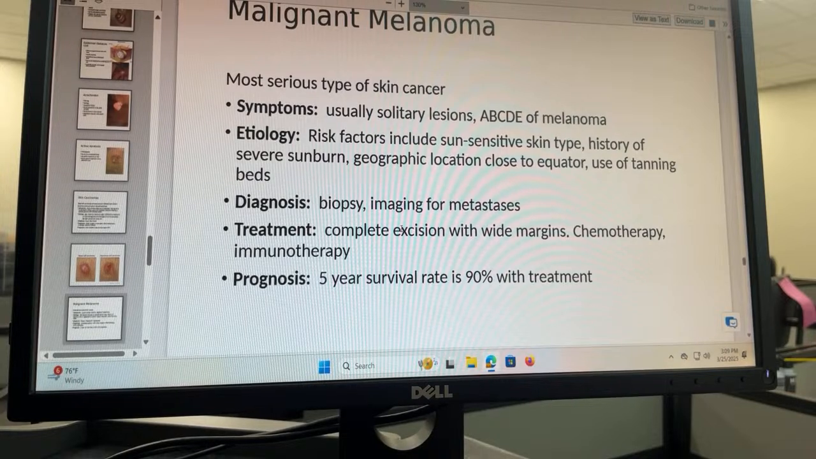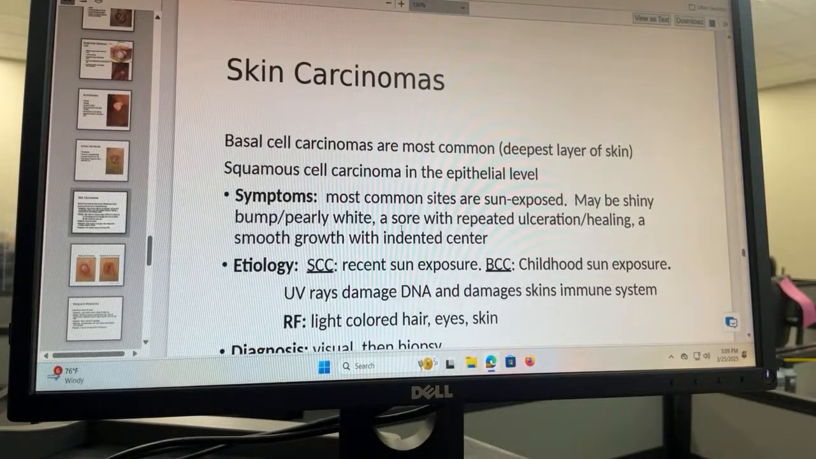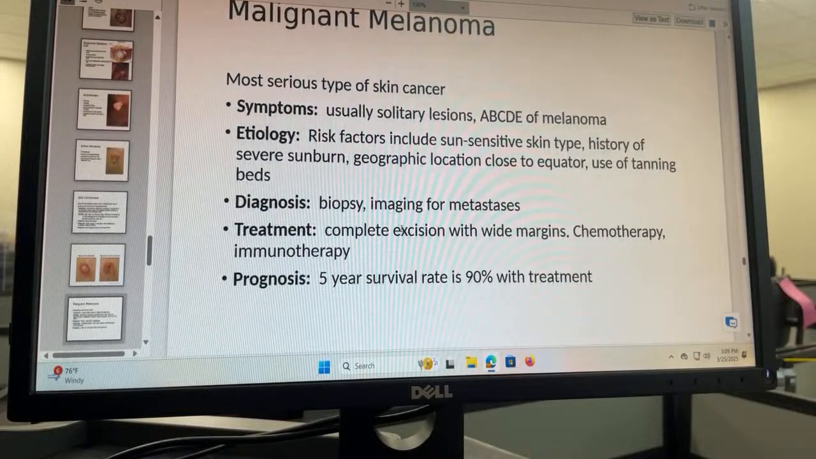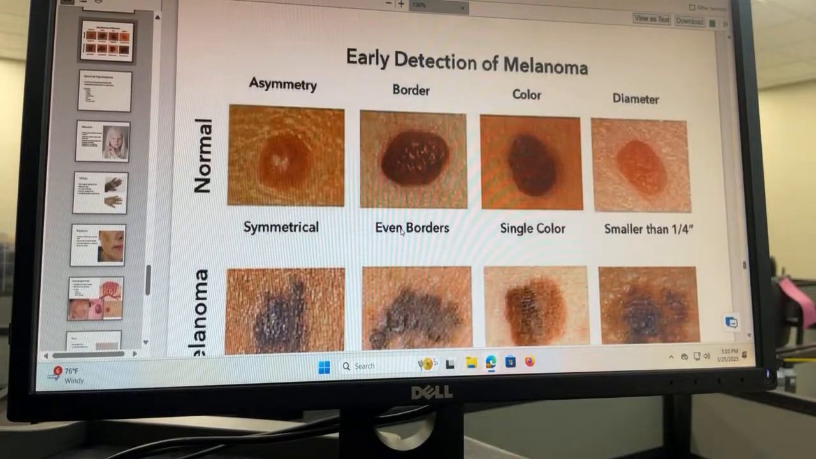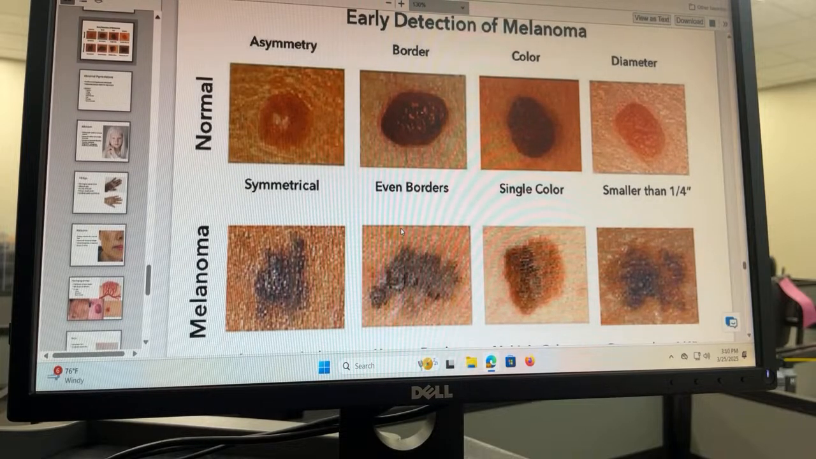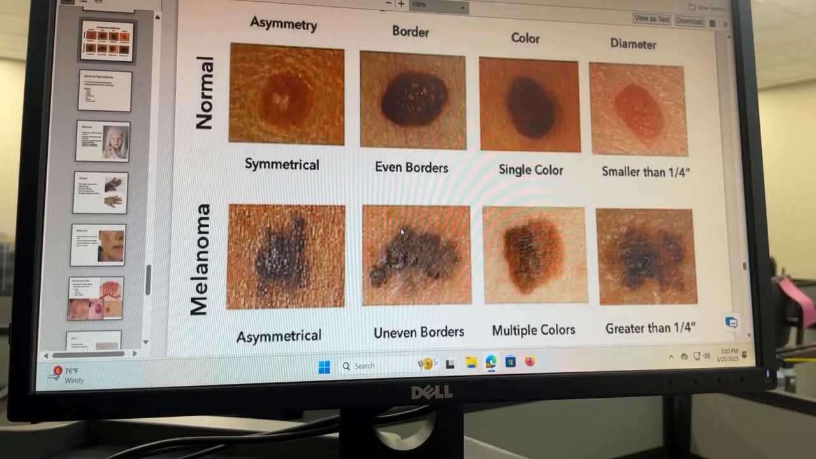The treatment is complete excision with wide margins, which is what I talked about already with the Mohs surgery here. That's the excision with the wide margins. Chemotherapy and immunotherapy. Immunotherapy is just injecting immune cells to help boost someone's immune system so that they can fight the cancer better. Also generally pretty treatable, 90% survival rate. This is the ABCDs that I was talking about before: asymmetry, border, color, and diameter, and pictures of what melanoma might look like.